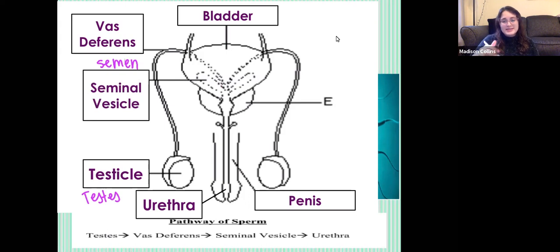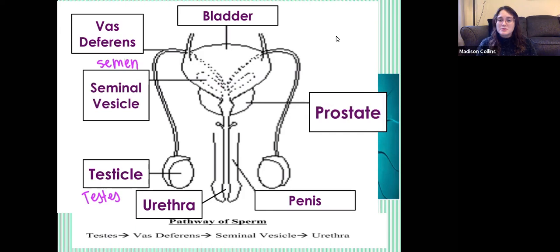So the prostate is the next structure we need to know, and that also helps with pumping in fluid, just not as much. So the seminal vesicle pumps in more fluid than the prostate, but they both work together to give the semen that fluid structure, and again, allow those sperm a little bit more mobility when it comes time to leave the body.